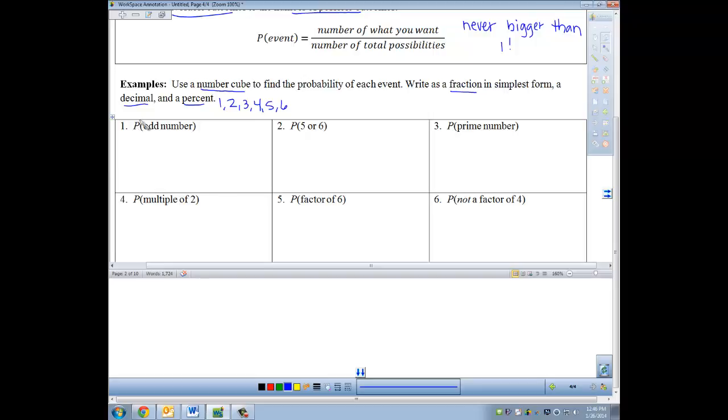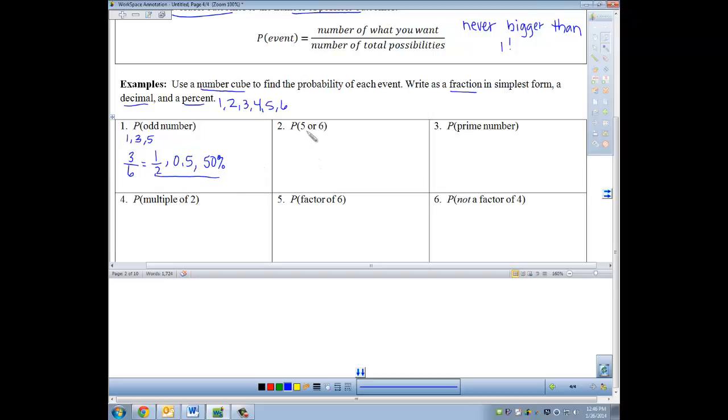Number 1, we want the probability of it being an odd number. So our odd numbers are 1, 3, and 5, which means we have 3 options. So the number we want is 3 out of the total options, the total is 6. That reduces down to 1/2. As a decimal, 1 divided by 2 is 0.5. As a percent, it would be 50%. So you just move the decimal over 2 places to the right. This would be our answer.